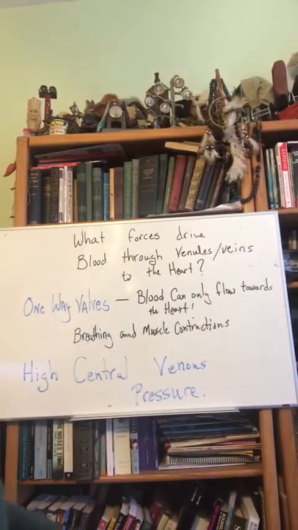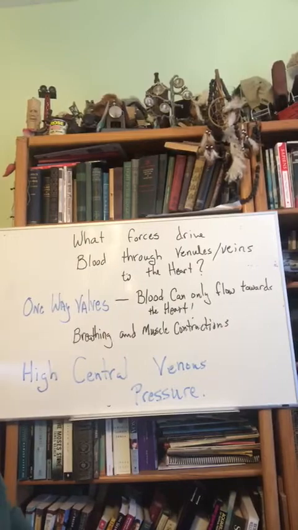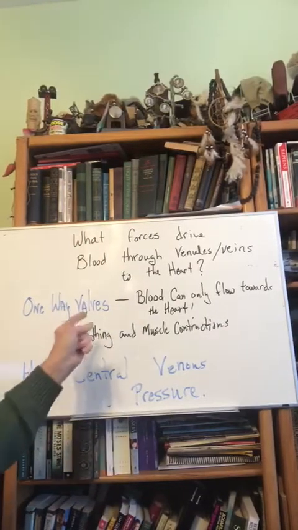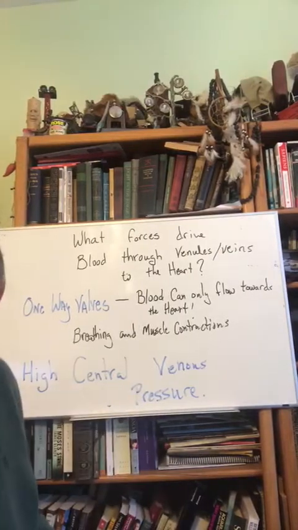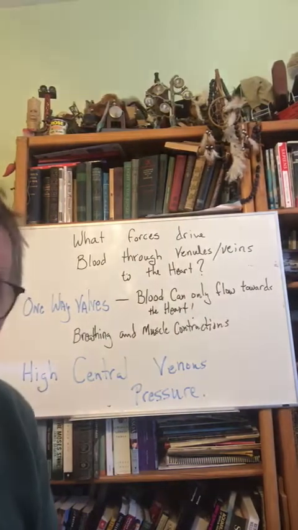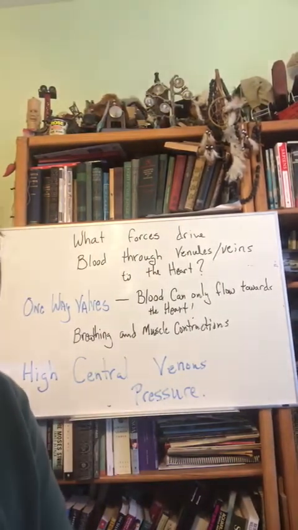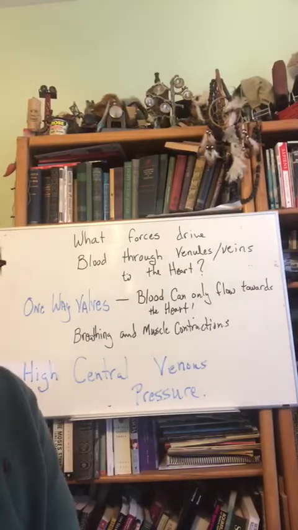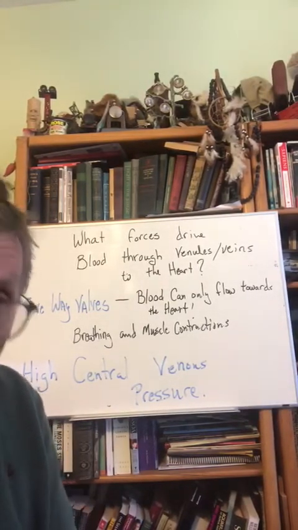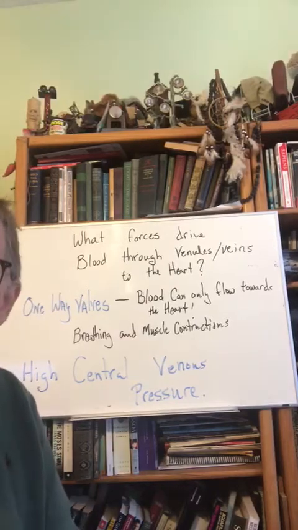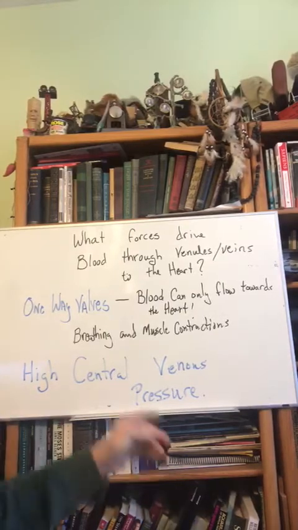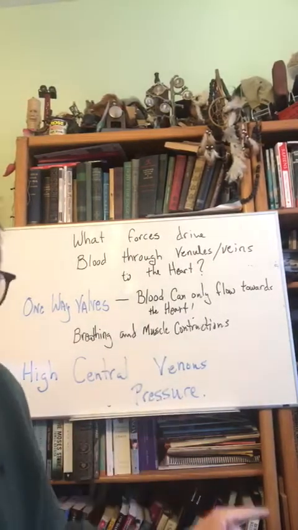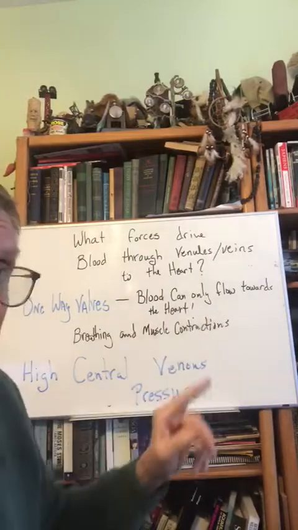So the question is what I've written up here on the board: what forces drive blood through the venules and veins back to the heart? It ends up that there's another structure present in veins and venules that isn't present in arteries and arterioles, and those are one-way valves. Veins and venules have one-way valves in them, and the blood is only allowed to flow towards the heart.